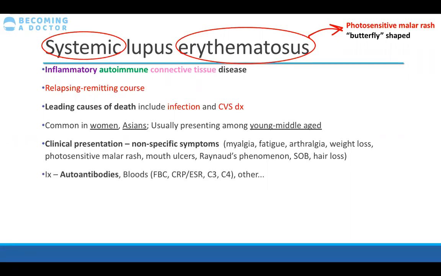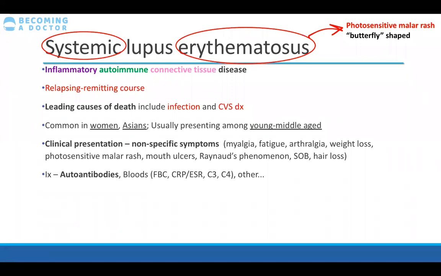Investigation: autoantibodies are your first step. You can also do bloods. You want to do their baseline bloods. In particular, you want to measure the inflammatory markers and full blood count. You can measure C3, C4. And I've said other. Other is a bit vague. It depends, because it's a systemic condition. It can affect different organ systems.